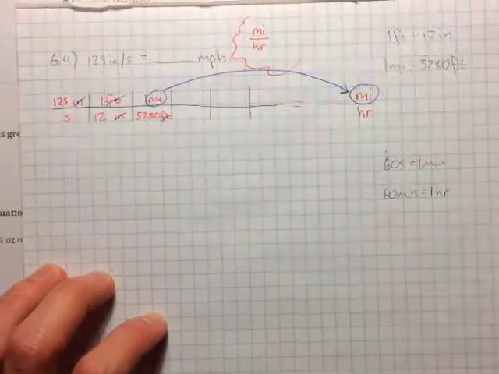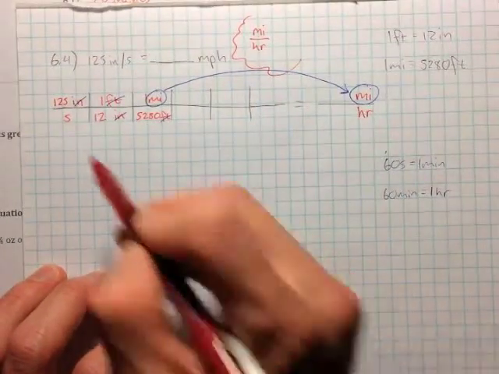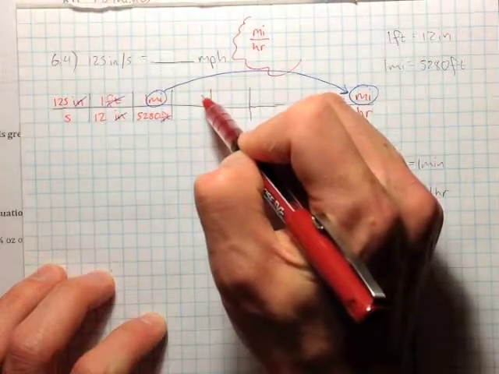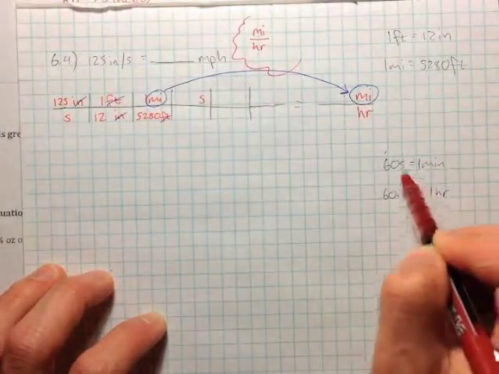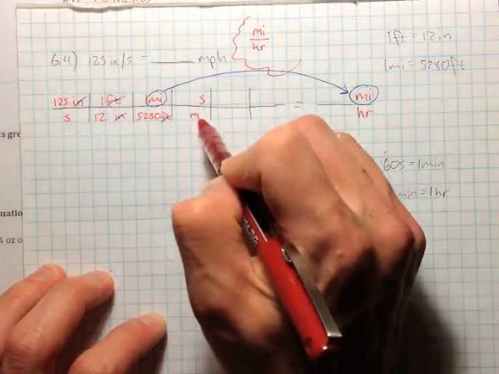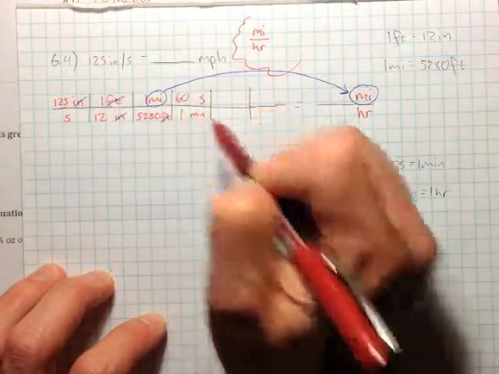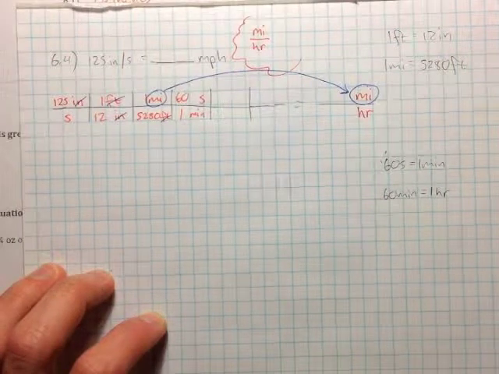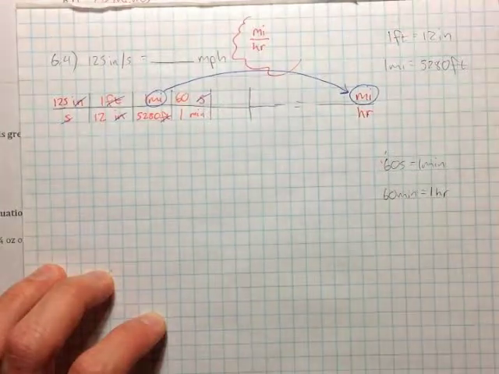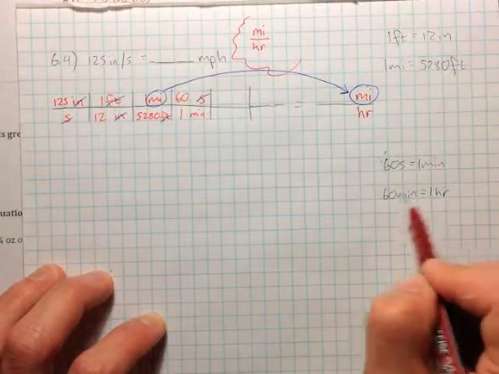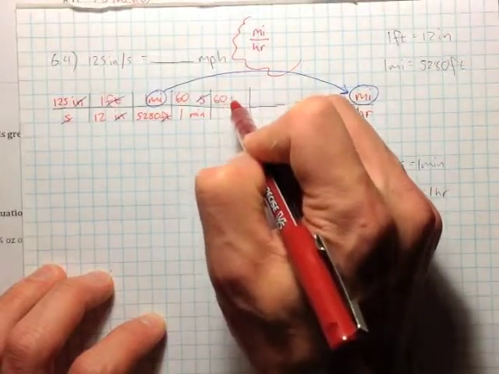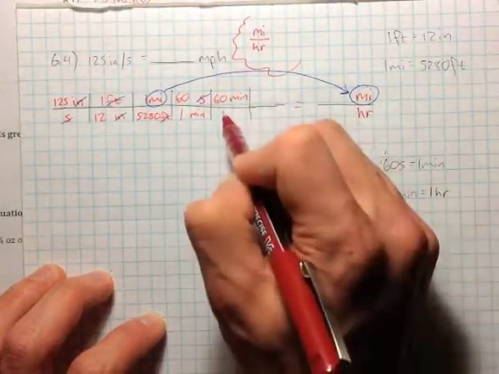Alright. This is a little bit tricky. I have seconds on bottom. So in order to cancel it out, I need to put seconds on top. Alright, so I'm going to have this conversion factor here. Seconds on top, minutes on bottom. 60 seconds is equal to 1 minute. So seconds cancel out. I have minutes on bottom. I want hours on bottom. So I'm going to need to put this conversion factor in the next slot here. There's going to be 60 minutes in 1 hour.